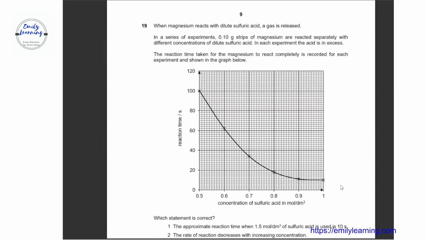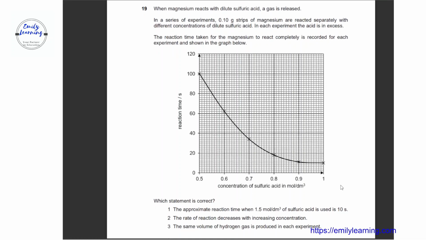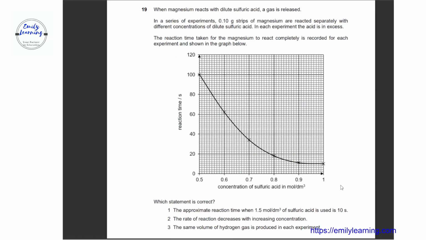Question 19. When magnesium reacts with dilute sulfuric acid, a gas is released. The gas that is released is hydrogen. Metal plus acid will give salt plus hydrogen, provided that the metal is above hydrogen in the reactivity series. Magnesium is way above hydrogen in the reactivity series. It will react and give hydrogen gas.